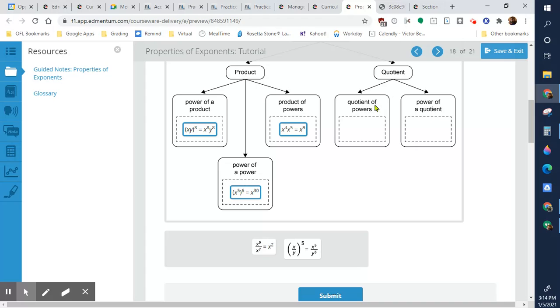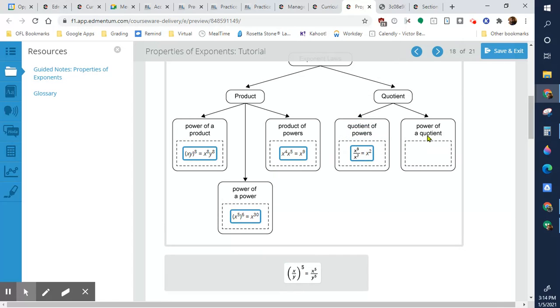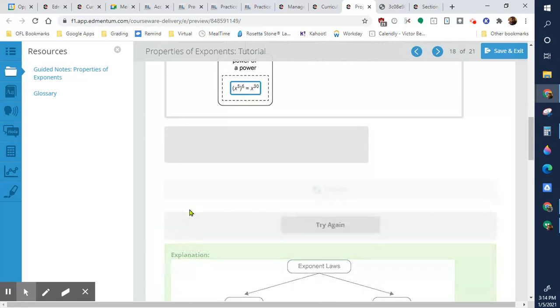Quotient of powers. That means we already have powers, we're just dividing them. So here's our powers that are being divided, and this is power of a quotient. So that means we already have a quotient, we're just doing it to a power. So let's see how right I am on this one.